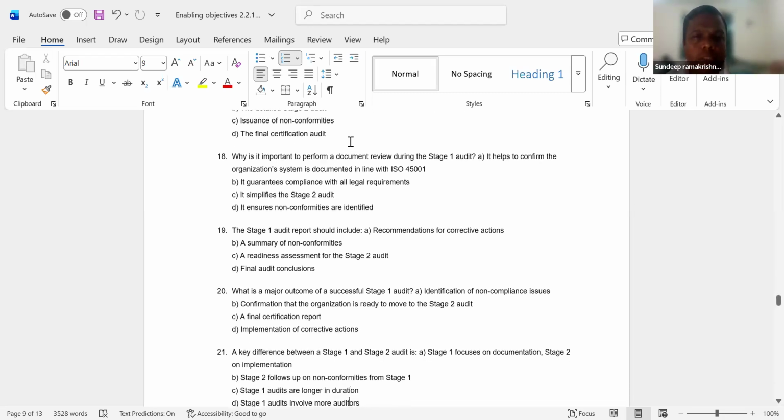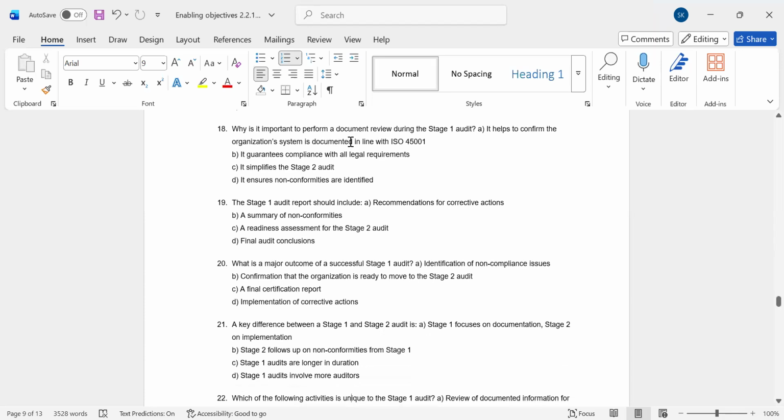Right answer. Question number 18. Why is it important to perform a document review during the stage 1 audit? A. It helps to confirm the organization system is documented in line with ISO 45001. B. It guarantees compliance with all legal requirements. C. It simplifies the stage 2 audit. D. It ensures non-conformities are identified. A, sir.